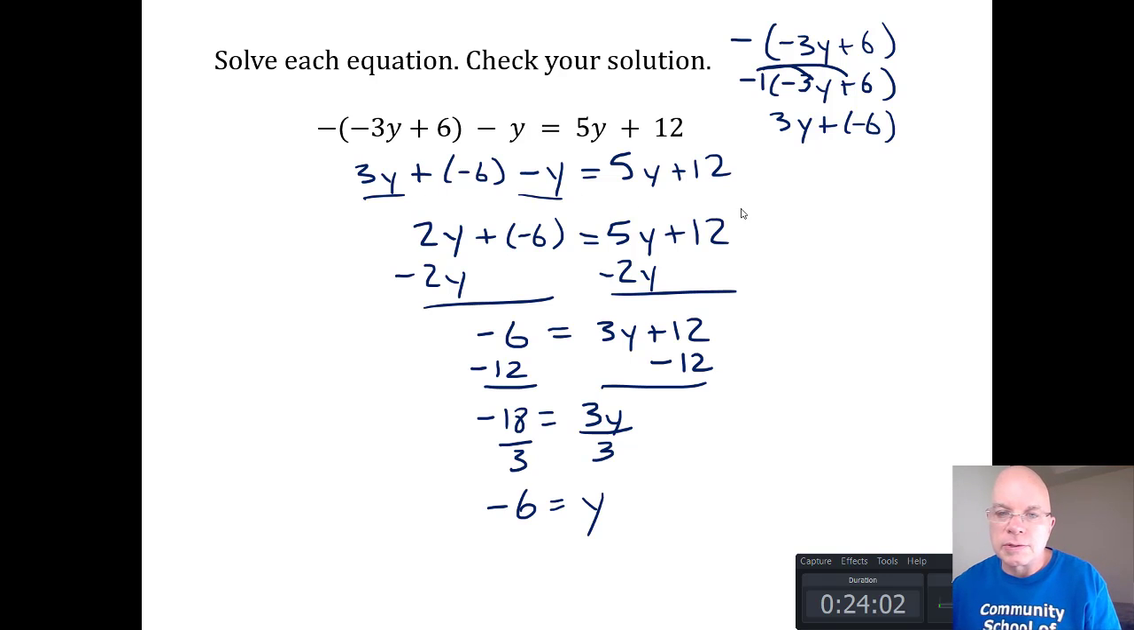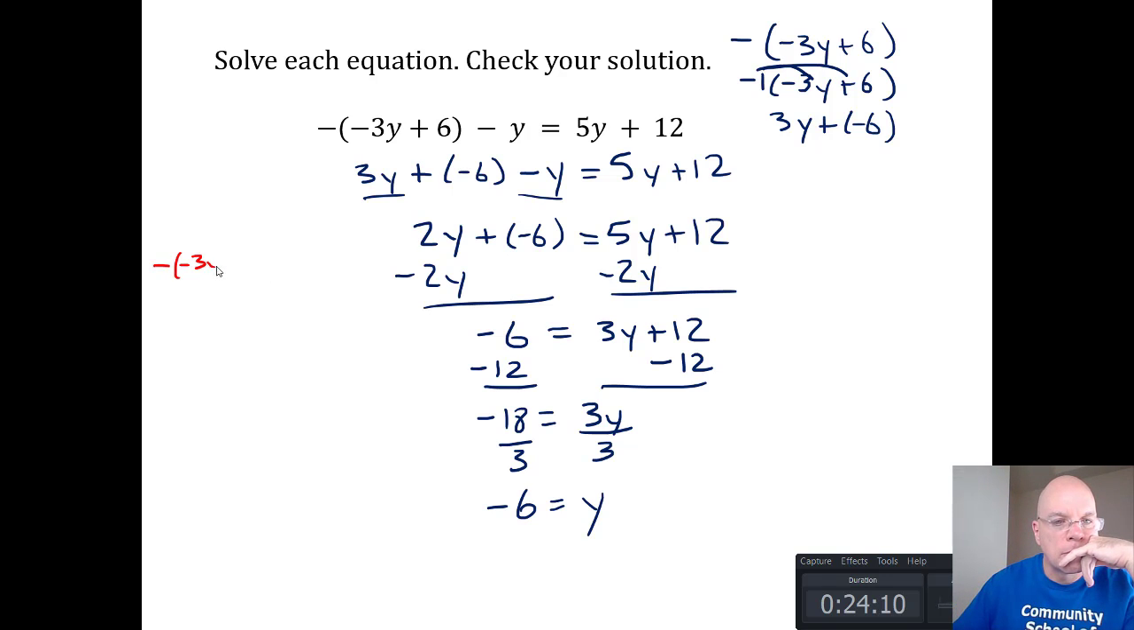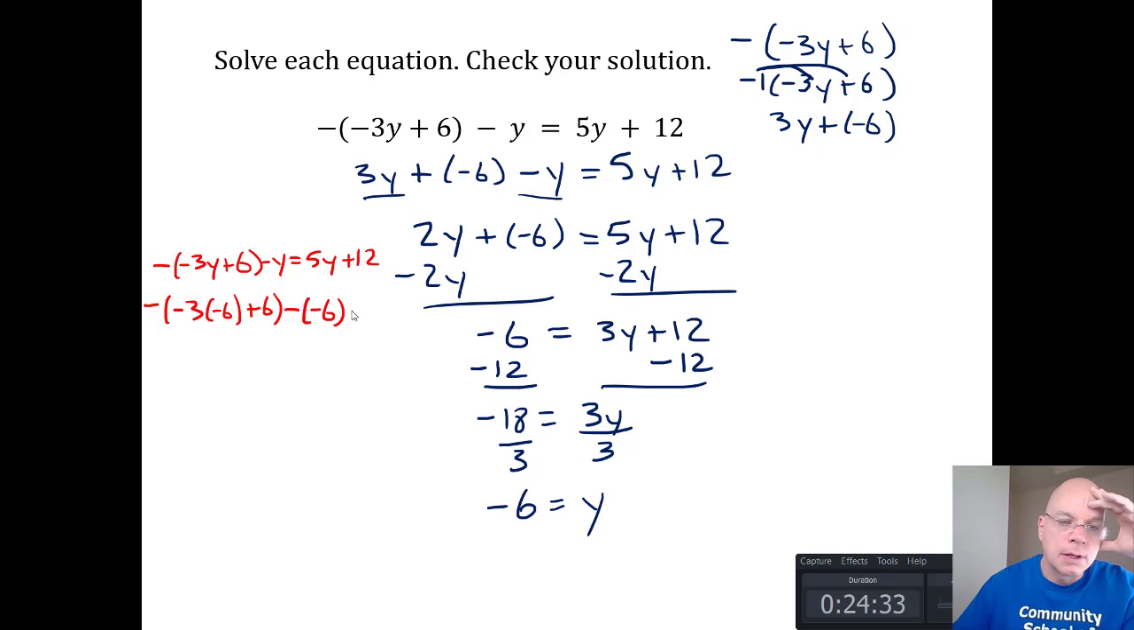See if I can squeeze this all in, which is probably not the best way to do it. I'm going to substitute negative 6 carefully because there's lots of stuff going on with these negatives. Plus 6 minus, here's where we have to be careful. I'm subtracting y, but y is negative 6. Equals 5 times negative 6 plus 12.